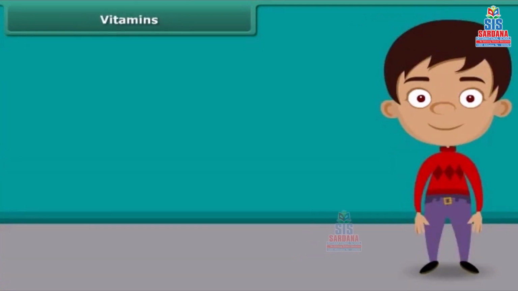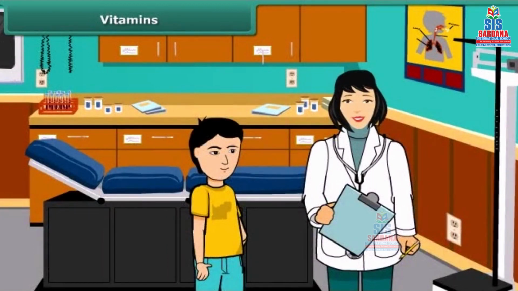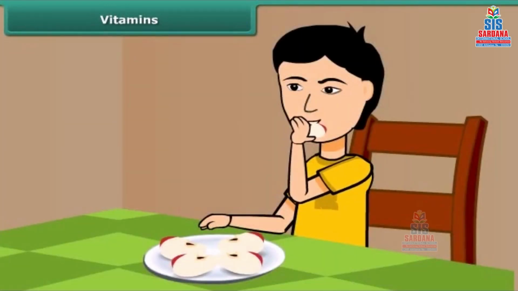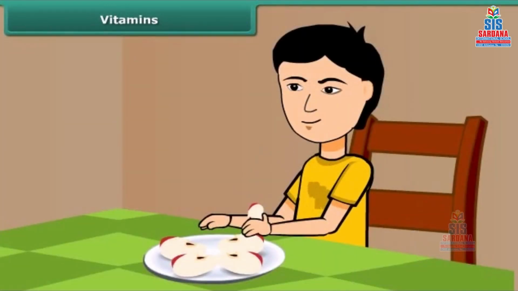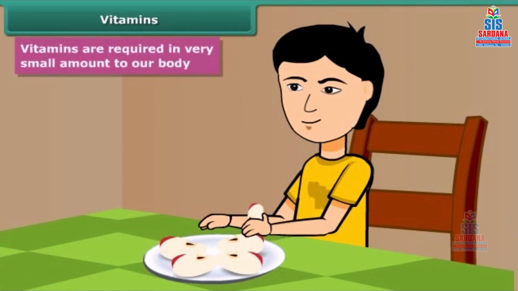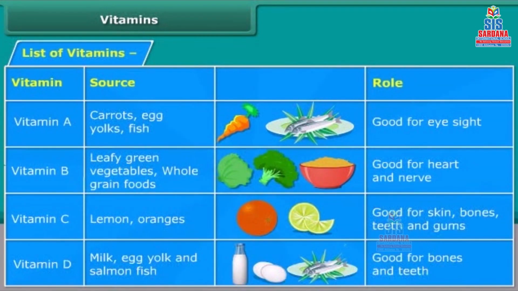Friends, when you get ill and go to the doctor, then he advises you to take some fruits with light food because many of our body processes require vitamins present in fruits and vegetables. They are required in very small amounts. Here is a list of vitamins, their sources, and their roles.